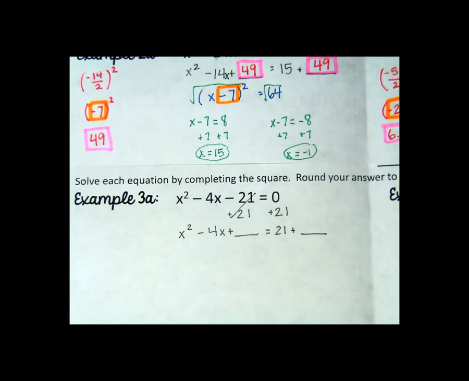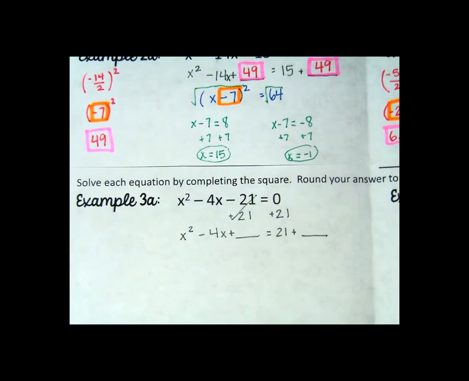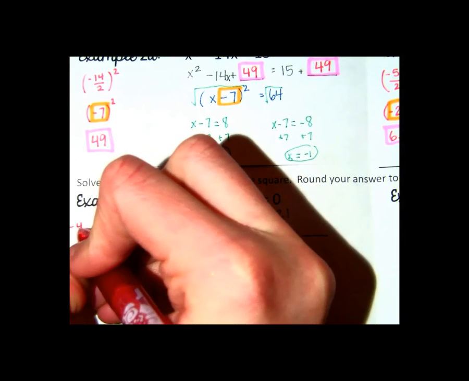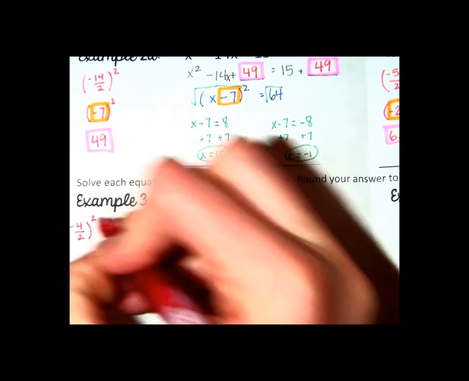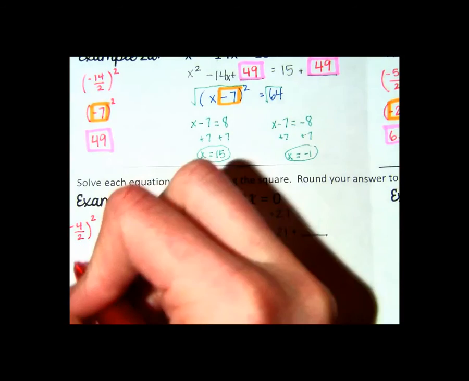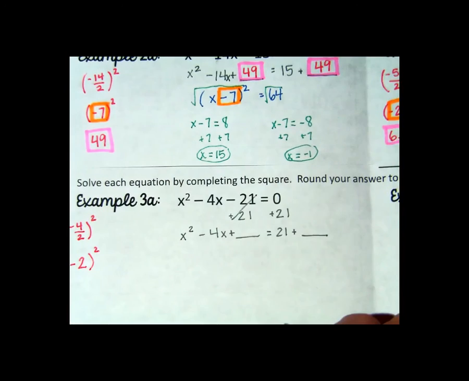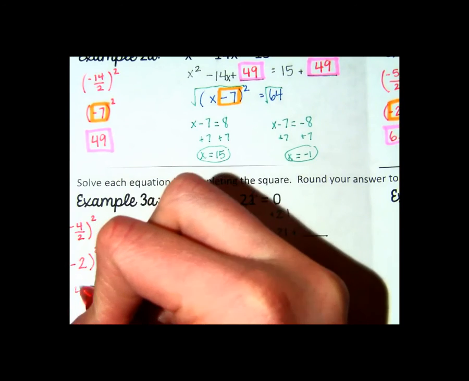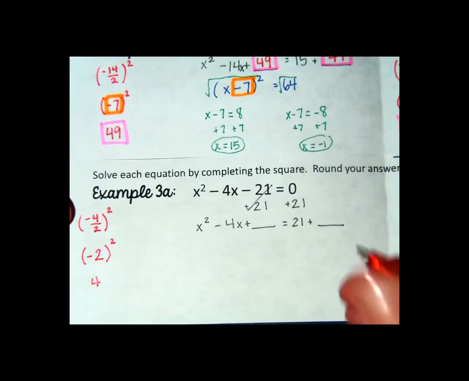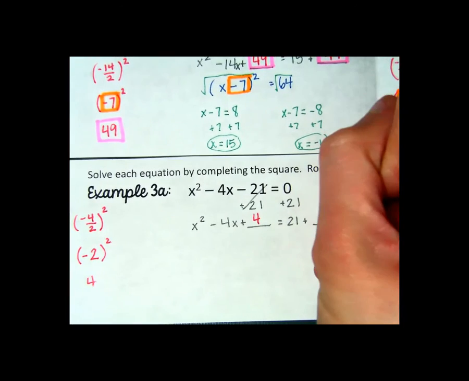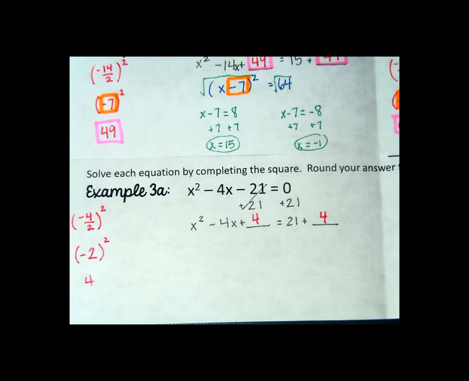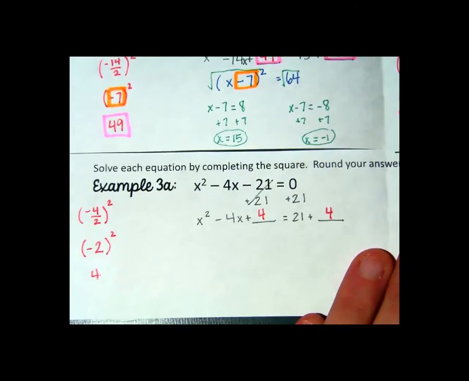Once I've moved over the number, I'm doing exactly what I did before. What am I going to put over here as my side work? Okay, negative 4 divided by 2 squared. What is negative 4 divided by 2? Negative 2 squared. What is negative 2 squared? Where does that number go? In the blanks. My number is in the blanks.